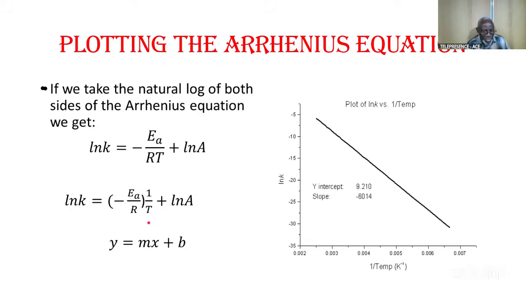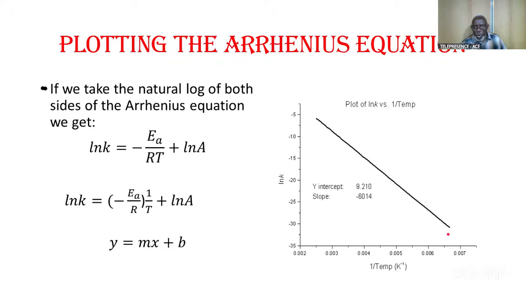If you want to make this equation a straight line equation, this will be Y, this will be the M, and this will be X, because we are talking about temperature, and B will be ln A. So this is a straight line equation. If we plot it, it will be a straight line: ln K against 1 over temperature in Kelvin. If you plot it, it will be like this.